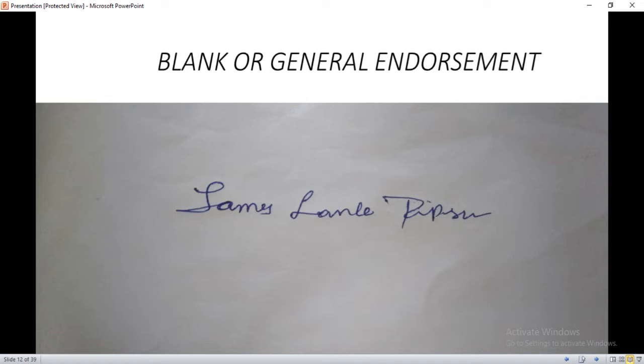Here I am showing a blank or general endorsement. It comes under sections 16 and 54 of the Negotiable Instruments Act 1881. See here, the endorser James Lance Pipson merely signs on the instrument without mentioning or transferring his ownership to others. Blank specifies no endorsee.